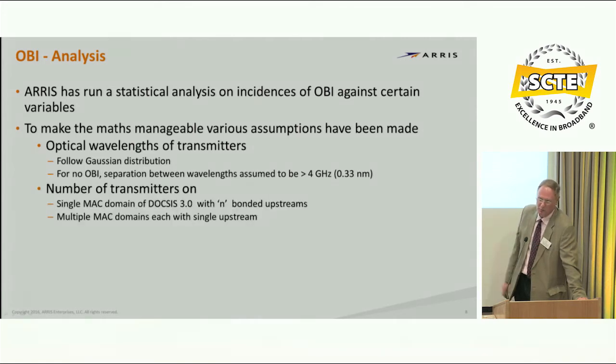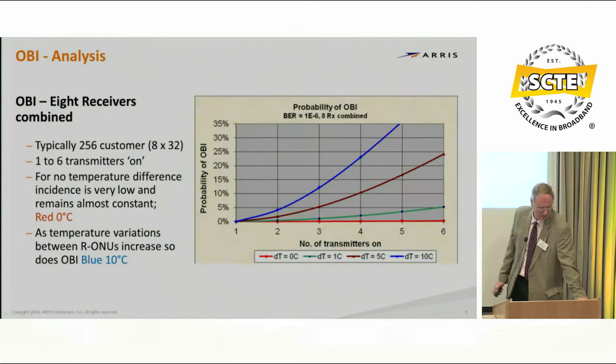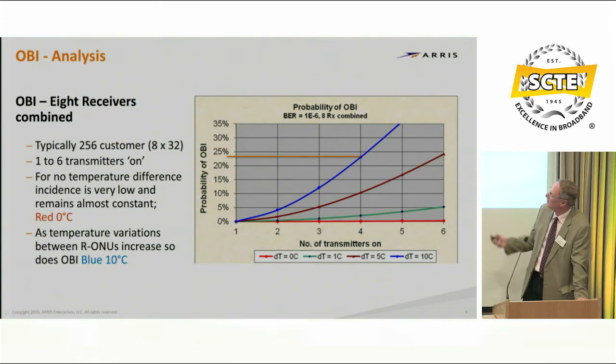We assumed that the number of transmitters was always on, so there's a single MAC layer with DOCSIS 3 with n number of bonded upstreams, so 1, 2, 3, 4, 5 upstreams on at the same time. And we also assumed that the traffic was at maximum, so that the system links were running at 100% capacity. Now, no network runs at 100% capacity, or at least it shouldn't. So what did it all end up with? Well, as you can see, if you have one, whoops, what's just happened here?